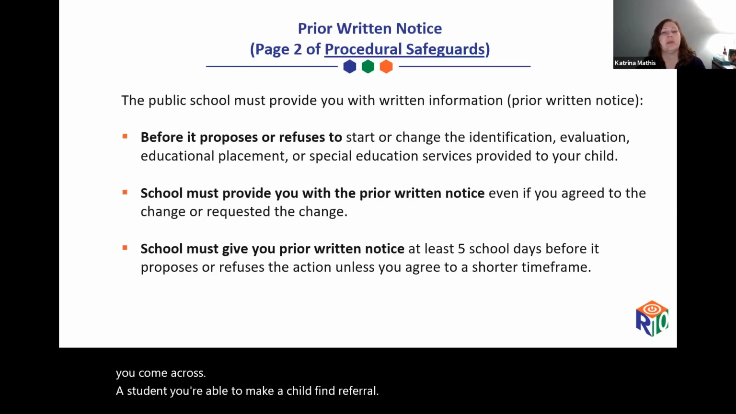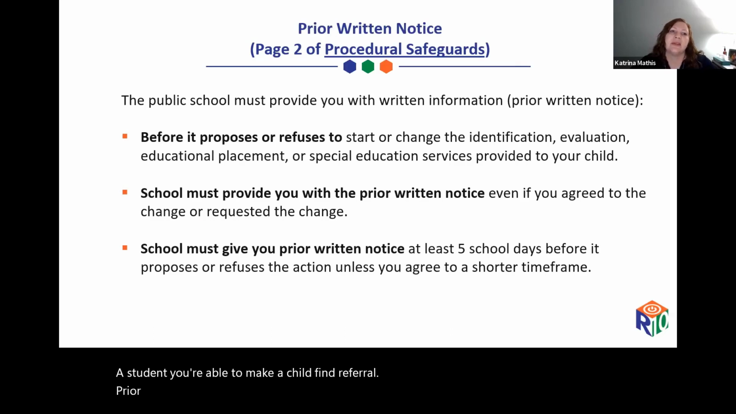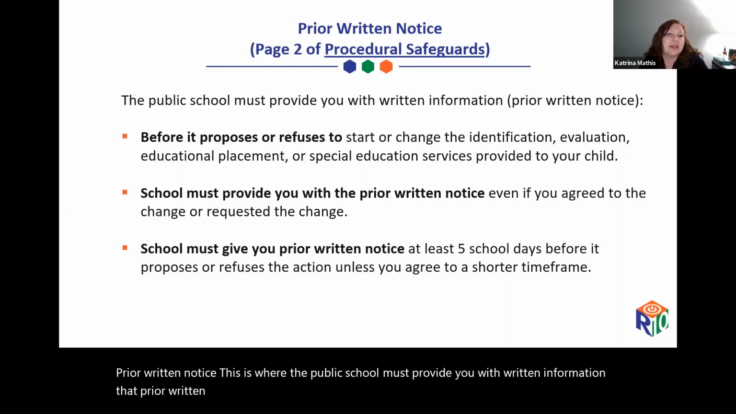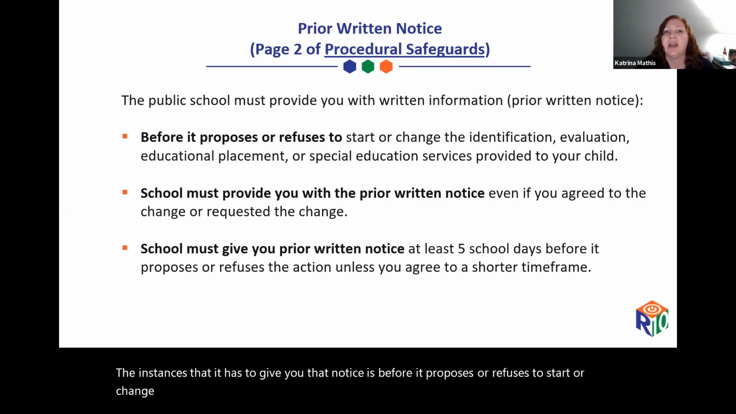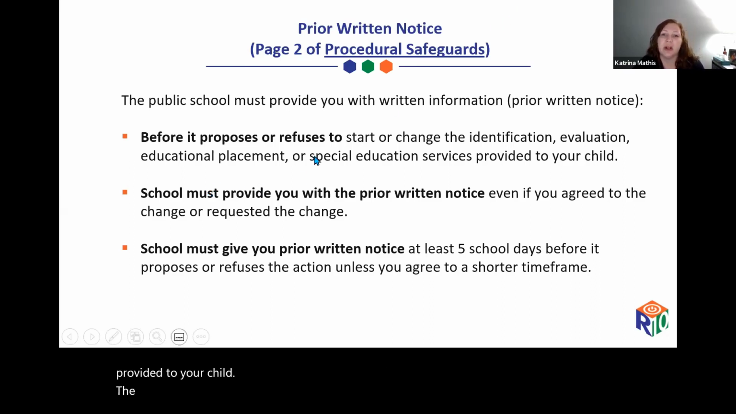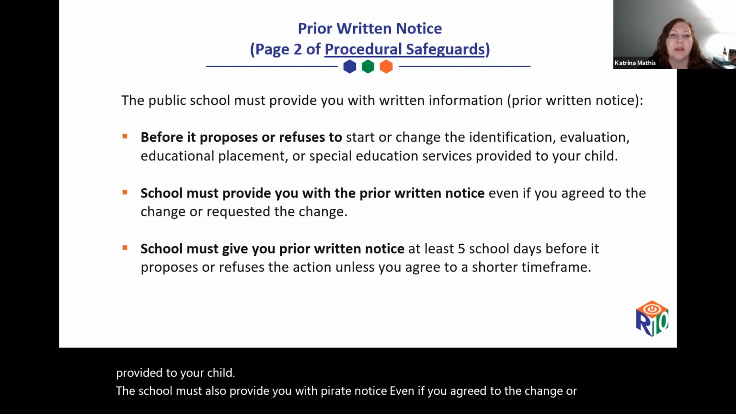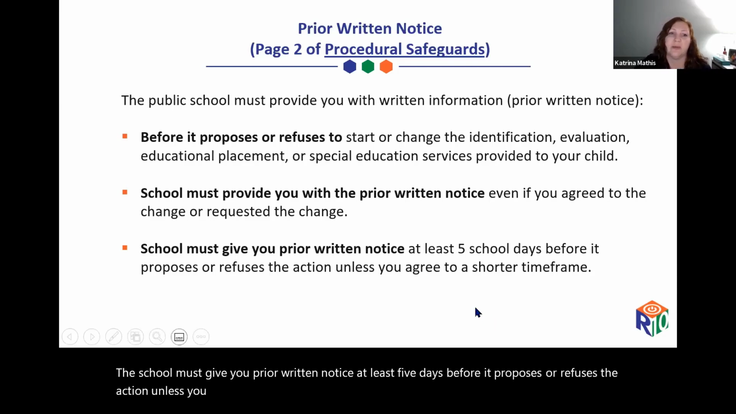Prior written notice. This is where the public school must provide you with written information, that prior written notice. The instances that it has to give you that notice is before it proposes or refuses to start or change the identification, evaluation, educational placement, or special education services provided to your child. The school must also provide you with prior written notice, even if you agree to the change or requested the change. The school must give you prior written notice at least 5 days before it proposes or refuses the action, unless you agree to a shorter time frame.